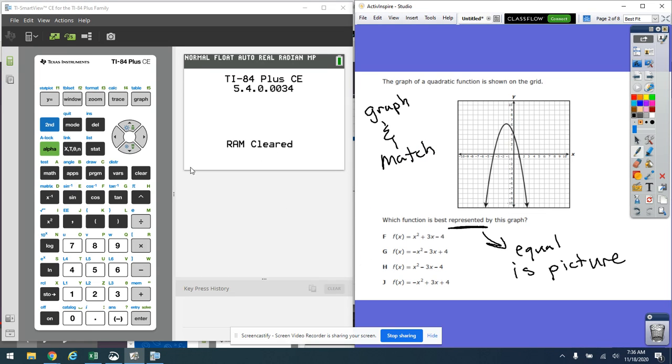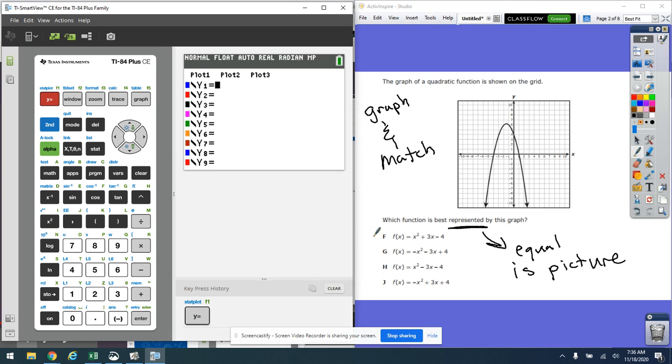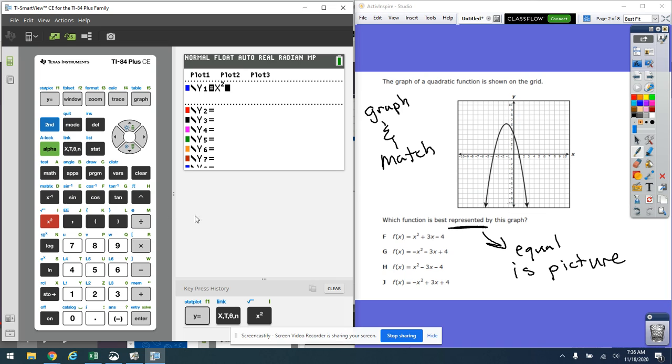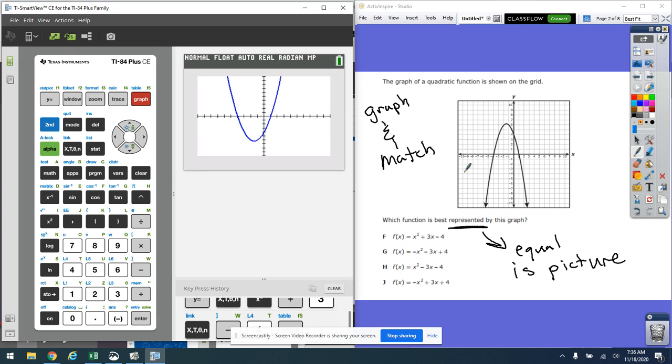So I'm going to take my equations, go to my y equals, and start off with x squared. I'm typing everything in as I see it. So notice what I'm putting: x squared plus 3x minus 4. And then I'm going to graph it. Does it match the graph? No. So basically I can easily cross that off.